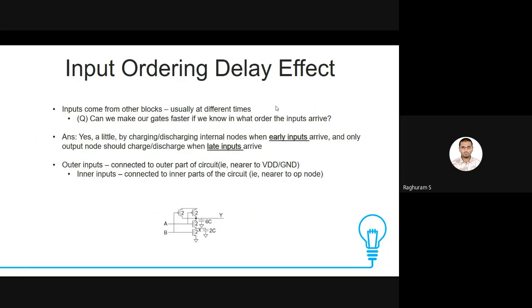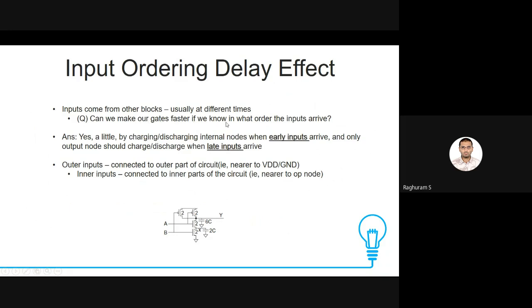But that has almost zero probability of happening in real circuits. Suppose my input A is supplied from a NAND gate, input B is supplied by an inverter. I know that an inverter is faster than a NAND gate, so I will get the input faster from the inverter than from the NAND gate. That is why we have a particular method in which we can make the gates a little faster. So the question that we're asking here is mentioned here. Can we make our gates faster?